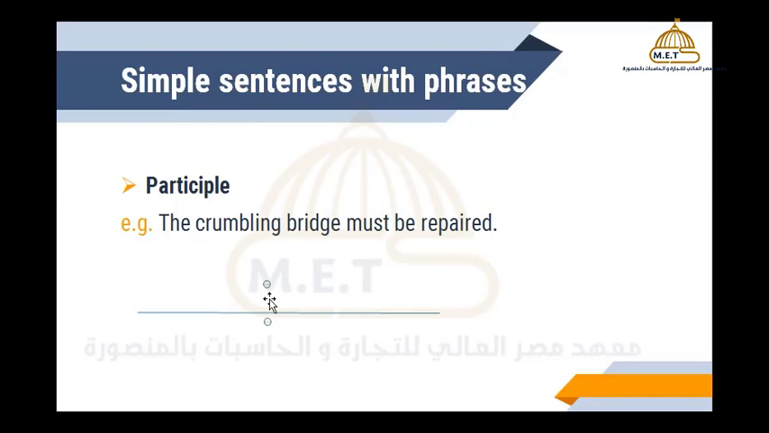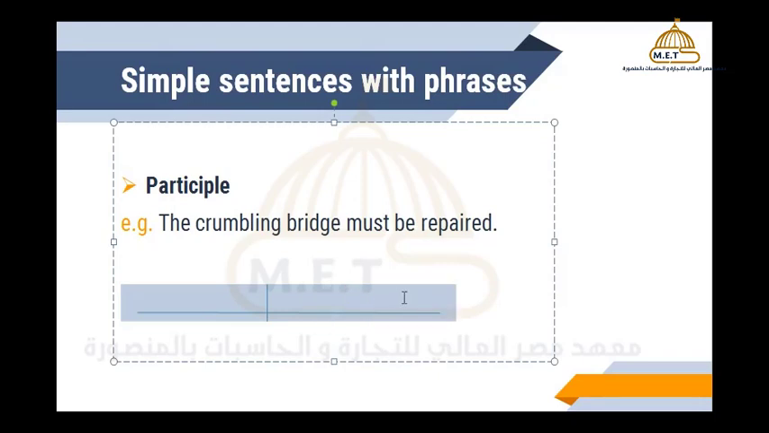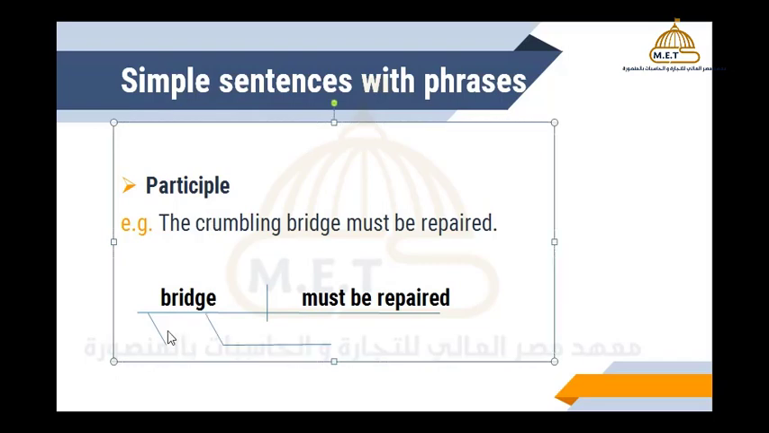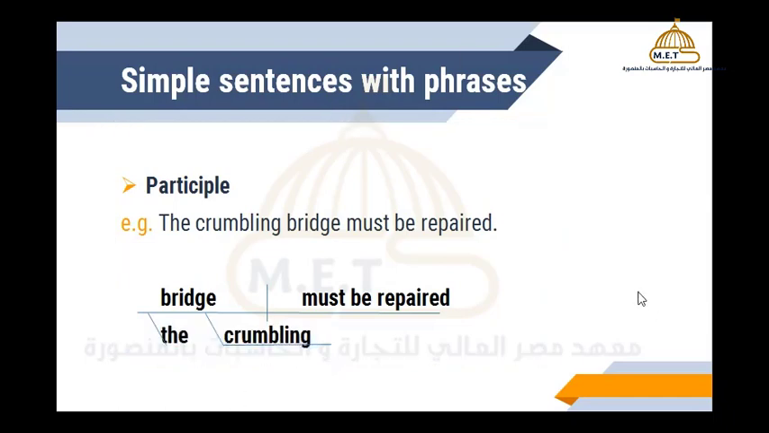As usual we are going to make the baseline, then split it to subject and verb. The subject is bridge and the verb is must be repaired or repaired. And then we are going to make the article and the participle. The article and then write it. So crumbling is the participle, bridge is the subject, must be repaired is the verb.